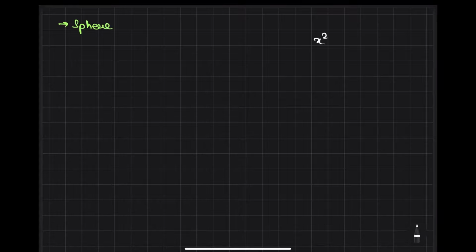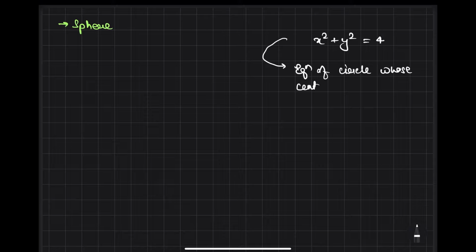Do you remember who this person is? x square plus y square equals 4. It is the equation of a circle whose center is 0 comma 0, radius is 2. Correct? This thing you know.